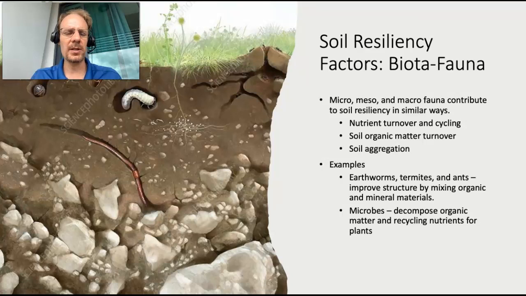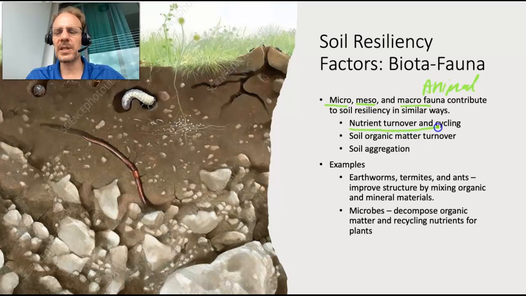Another example here is the fauna, the animals, the worms, the grubs, the beetles, the different animals that live within the soil, whether they're micro, meso, or macro fauna, meaning animal. They contribute to soil resilience in similar ways. They're helping to improve nutrient cycling, soil organic matter, and that of course all adds to soil aggregation.